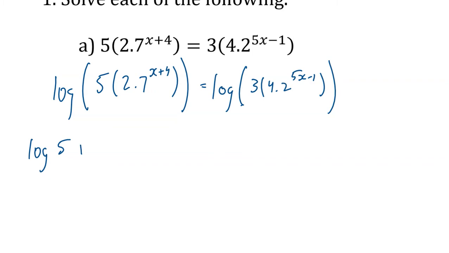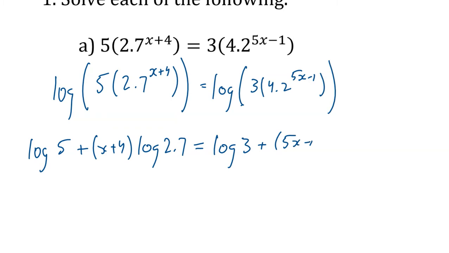So log of 5 plus x plus 4 log of 2.7. You need brackets around that x plus 4, and we're going to have to distribute it. Okay, that could be a common mistake. Log of 3 plus 5x minus 1, oops, log 4.2. Next step is to distribute.